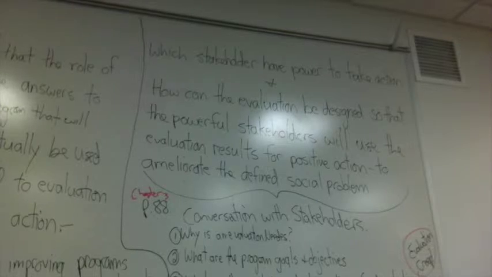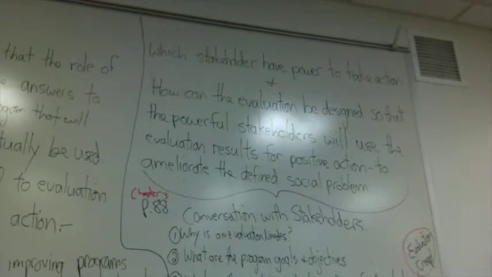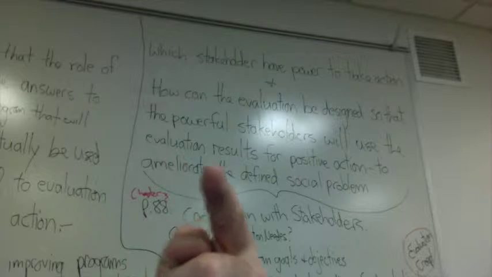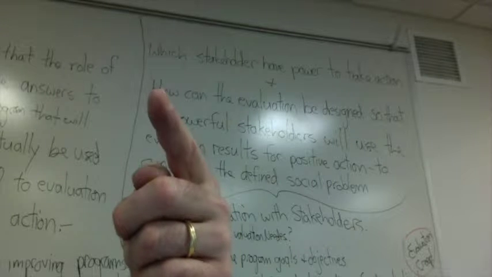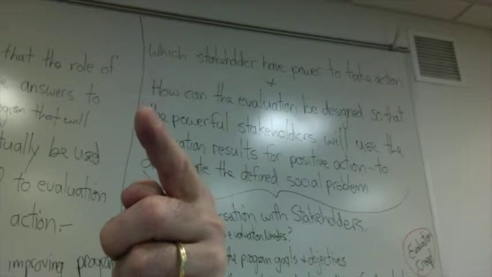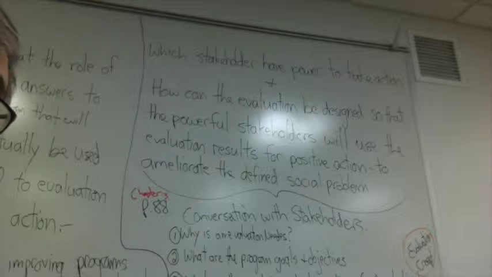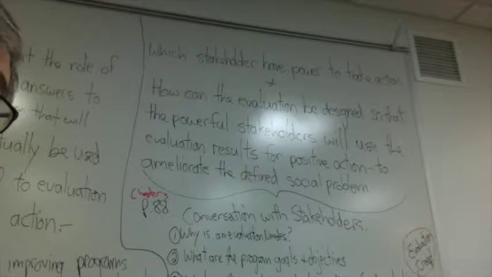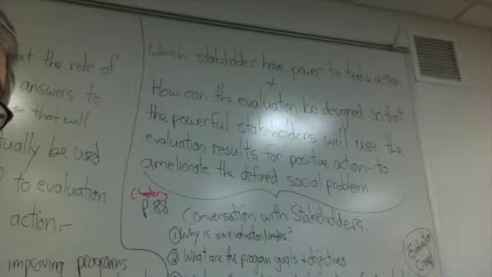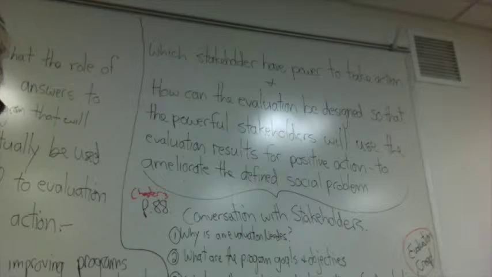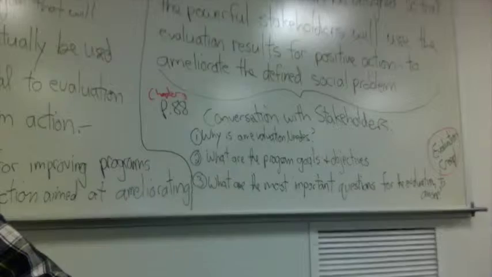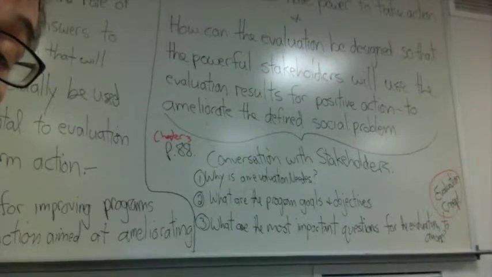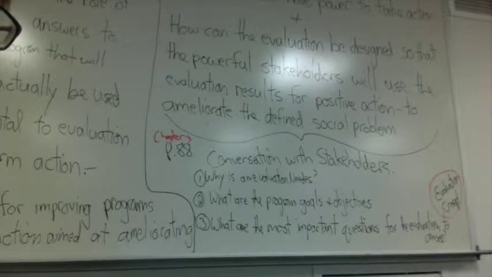And then the second point here: how can the evaluation be designed so that the powerful stakeholders will use the evaluation results for positive action to ameliorate the defined social problem? Knowing that that's part of your challenge, you obviously have to have this conversation with stakeholders.